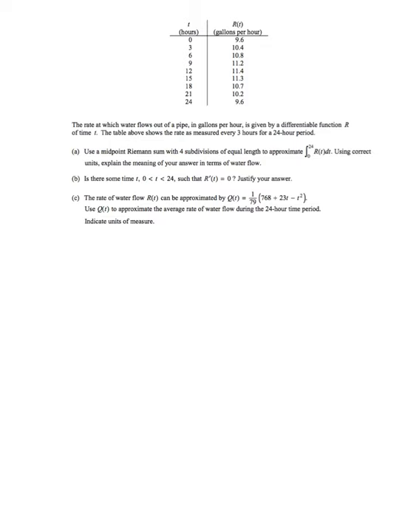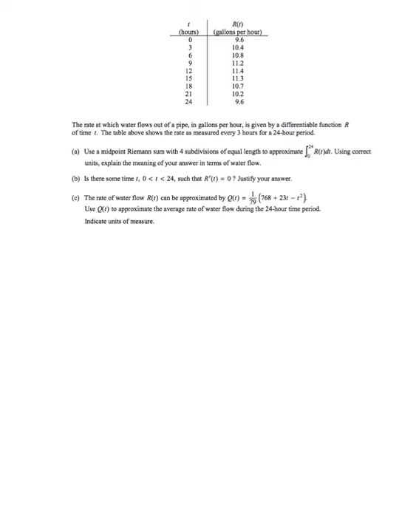Alright, in this video we're going to go over the AP Calculus AB free response question number 3 from 1999. In the first question, they're asking us to do a midpoint Riemann sum for subdivisions of equal length of this function. Here's the data for R of t, and we're going from 0 to 24, which is the entire table.